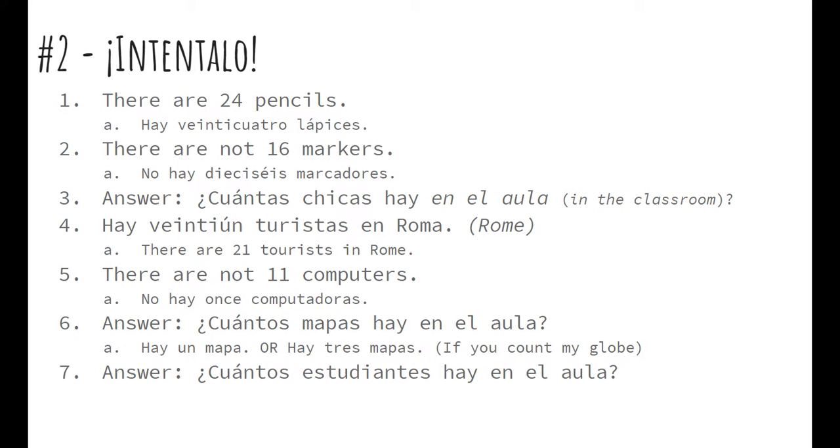So answer this question. ¿Cuántos estudiantes hay en el aula? How many students are there in the classroom? And that's going to depend on your class. But somewhere probably for your class, the answer of hay 25 or 26 estudiantes. Or sorry, hay 26 estudiantes en el aula. Something like that. There are 30 books. Hay 30 libros. El fin.